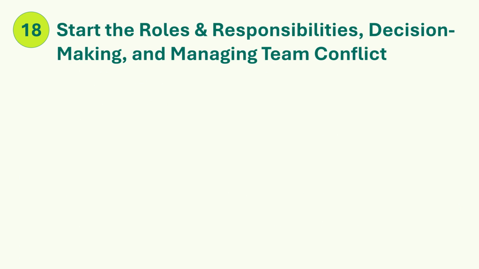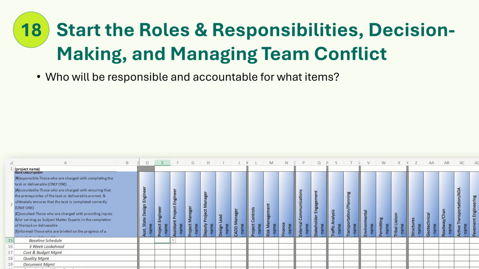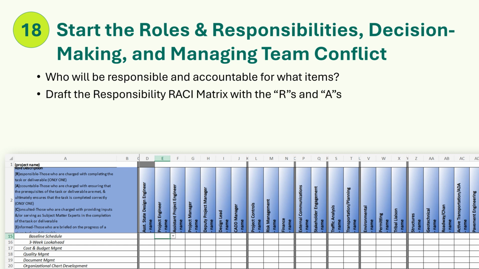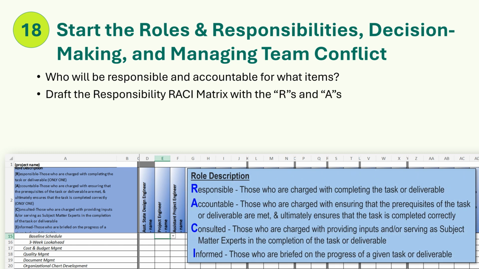Step 18. Start the roles and responsibilities, decision-making, and managing team conflict documents. This is especially necessary for large projects. Who will be responsible and accountable for what items? Draft the Responsibility RACI matrix, which is available on the WSDOT Project Management Guide website. RACI stands for Responsible, Accountable, Consulted, and Informed. First, only focus on the R's and A's. There should only be one R and one A per row.